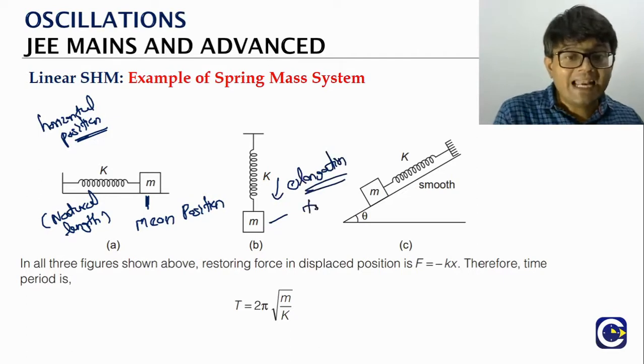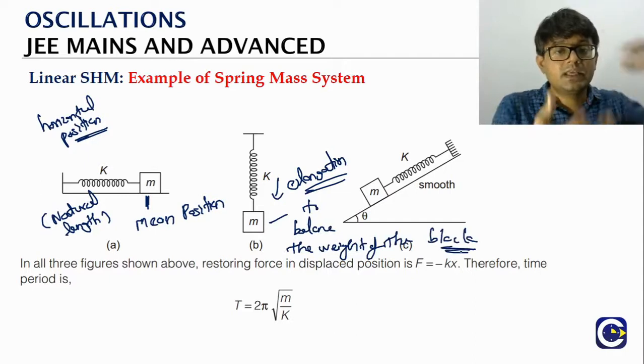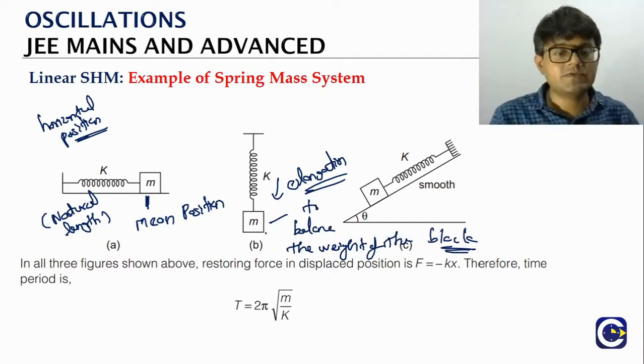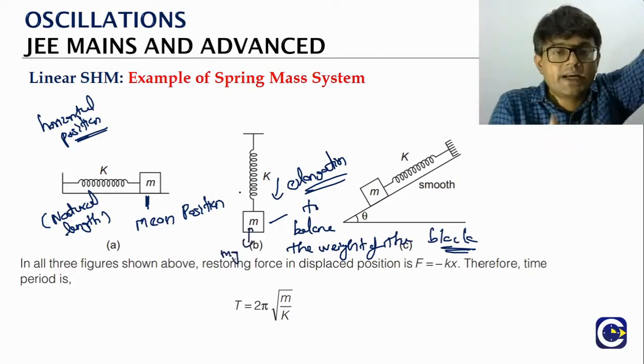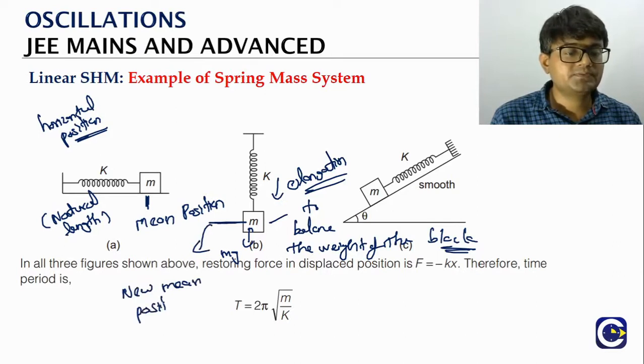Why? To balance the weight of the block. If we just leave it, the spring would get elongated first to balance the weight of the block. What is the weight of the block? It will be mg, right? So to balance it, the spring would have already got some elongation. So this is what we can say is the new mean position.